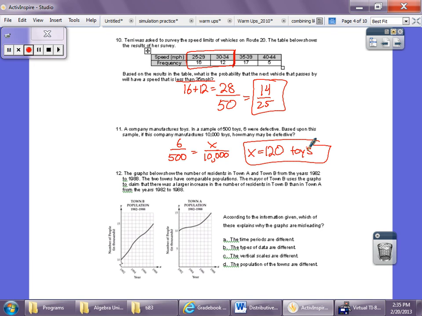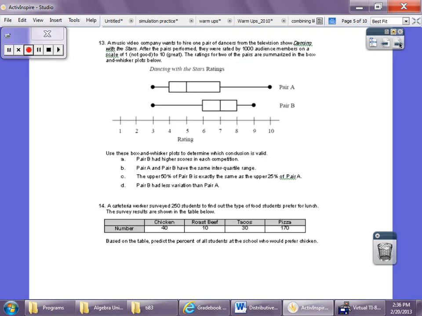A, the time periods are different. Well, we know the time periods are the same. The types of data are different. We know the types of data are the same. The vertical scales are different. Well, now if we look at the vertical scales, they are different, which is a reason why these graphs are misleading. And the populations of the towns are different. Well, the populations are relatively the same. So the answer is C, the vertical scales are different.